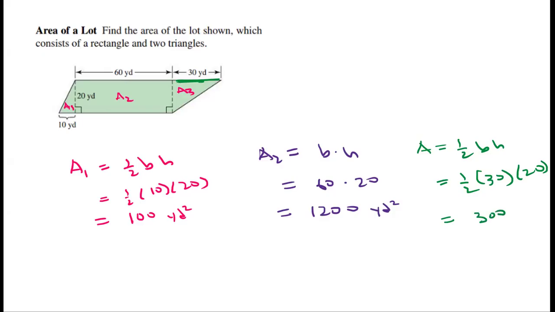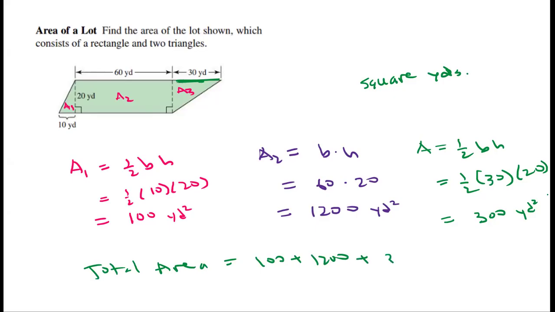Okay. Then we just add them up. And then this is square yards. Okay, that's how you say it. Square yards. All right, so we just add them up. So the total area is 100 plus 1200 plus 300, which gives us 1600 square yards.